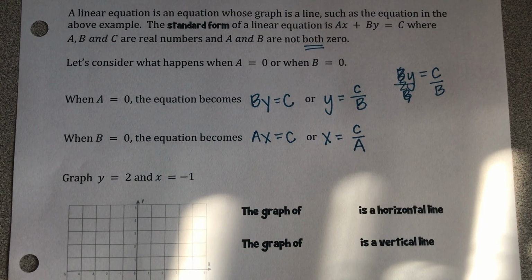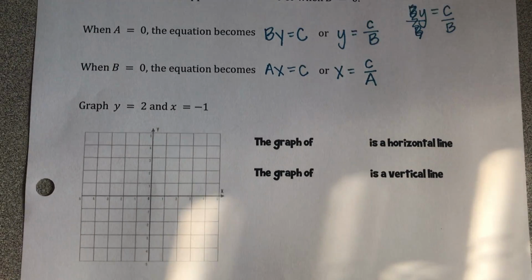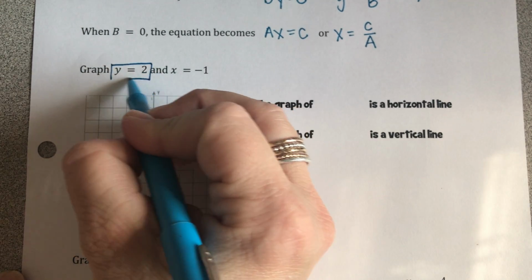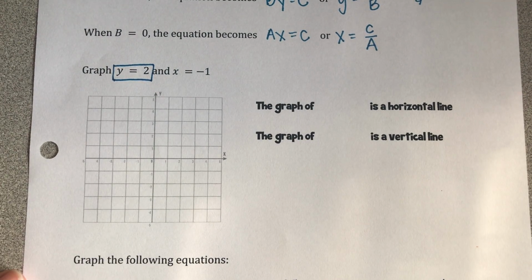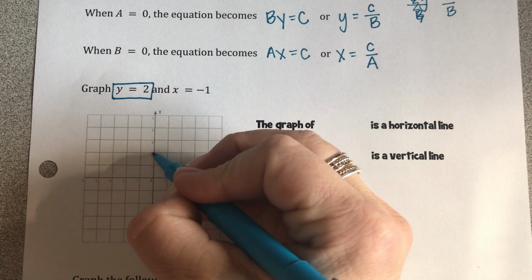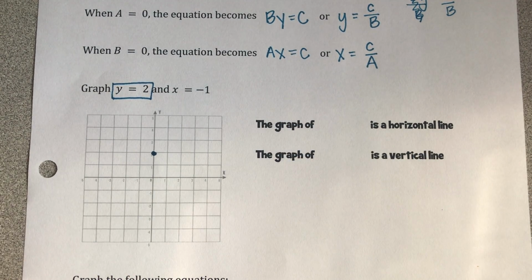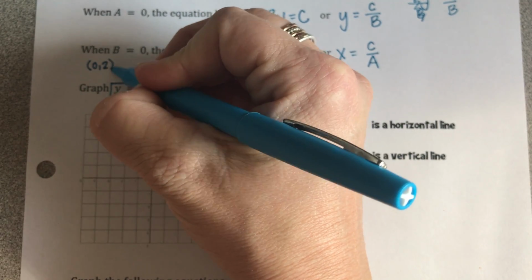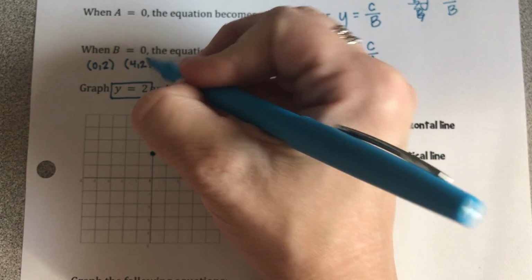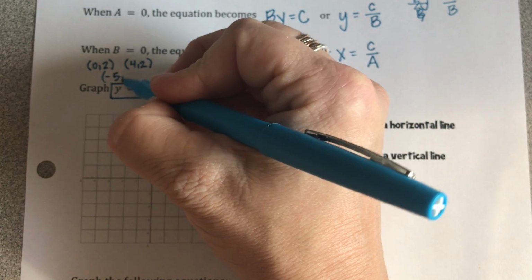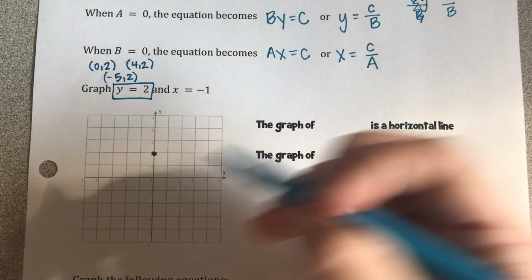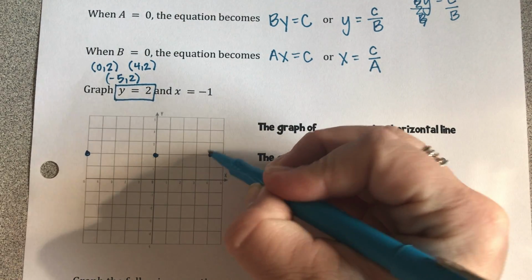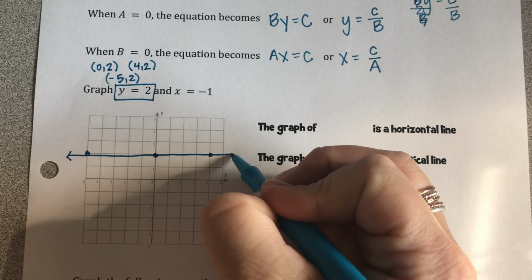Okay, so let's talk about what this means. It says graph y equals 2. So let's do that first. Where is y equal to 2? Right here. So let's think about points where y would equal 2. You could have 0, 2. You could have 4, 2. You could have -5, 2. Right? It doesn't matter what x is, the y value is 2. It's this line right here.